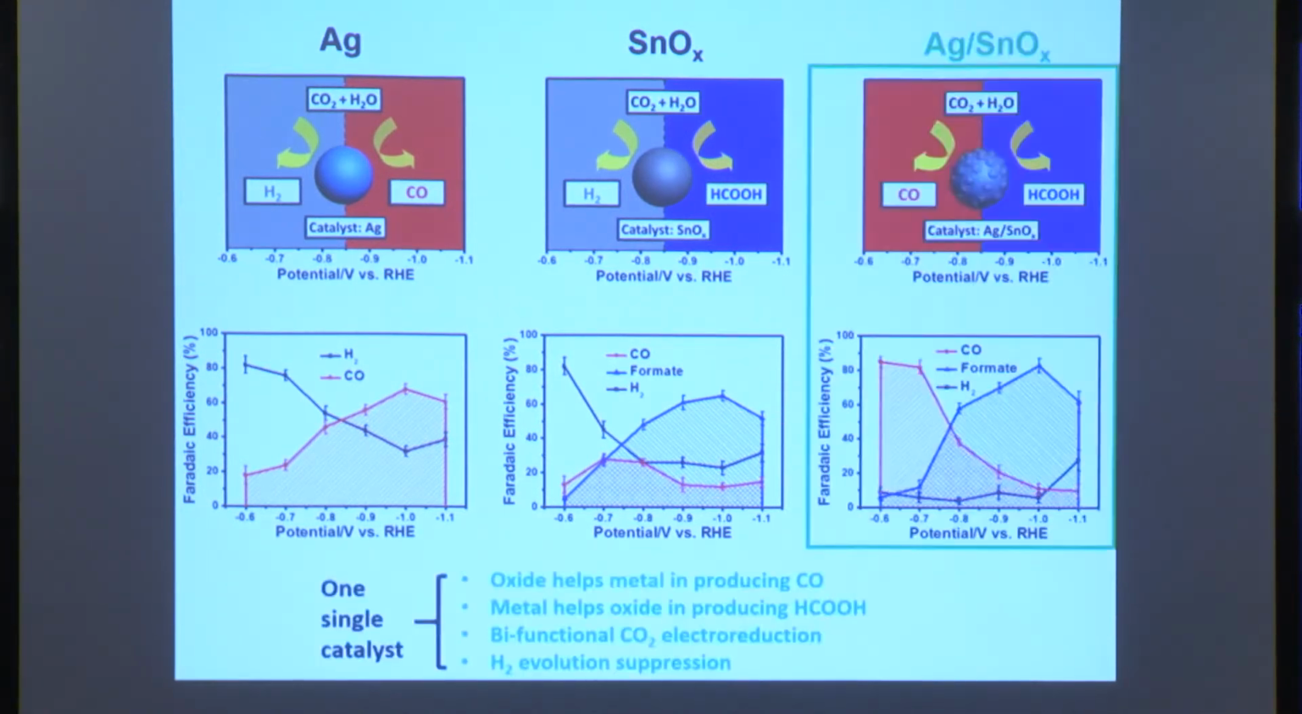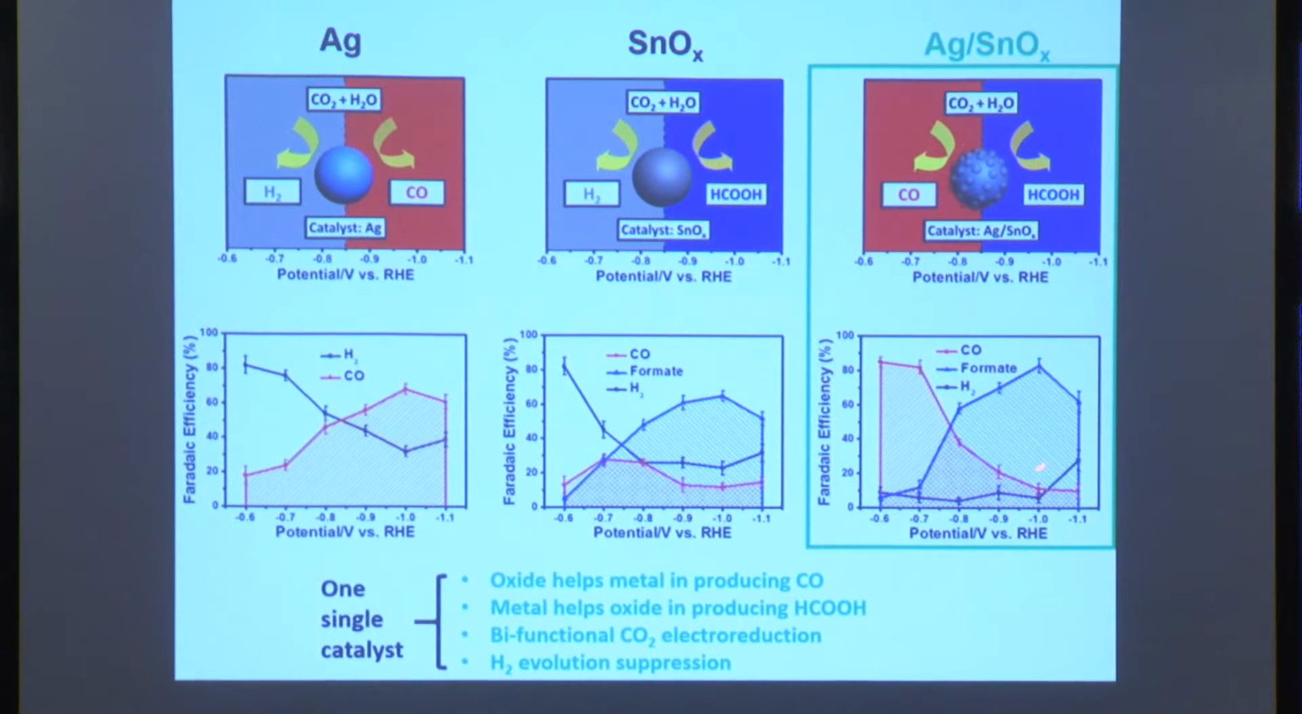Then if I put them together, right? First thing to note is, look at the red one, right? The tin oxide is really helping the silver to reduce CO2 to CO better. It gets shifted to lower overpotential, selectivity goes higher, right? Then the silver is also helping the tin oxide to better reduce CO2 to formic acid, with higher selectivity to formic acid as well.